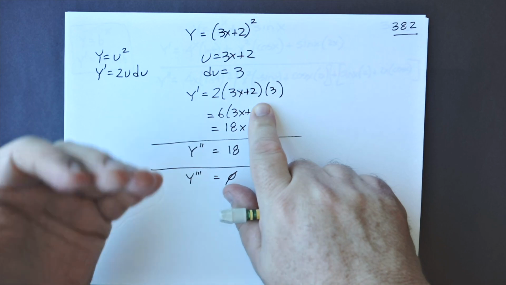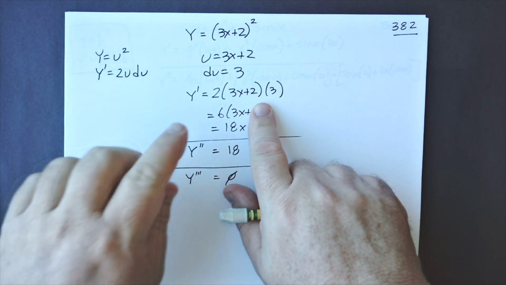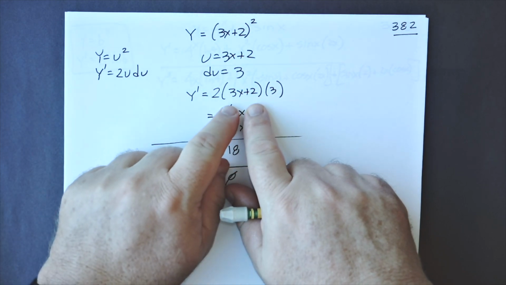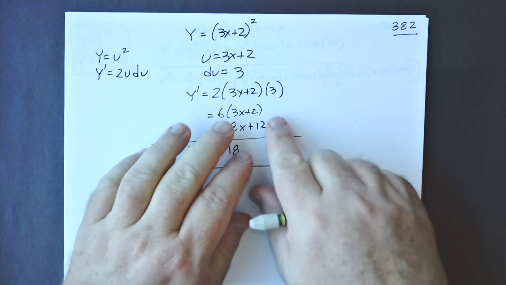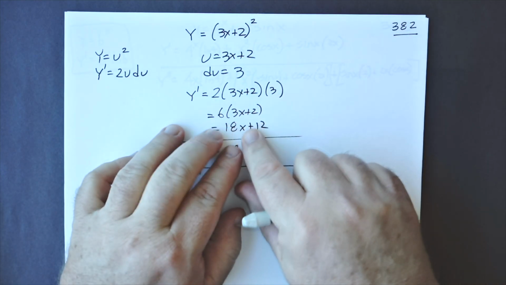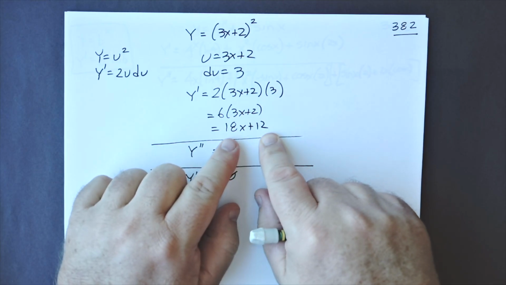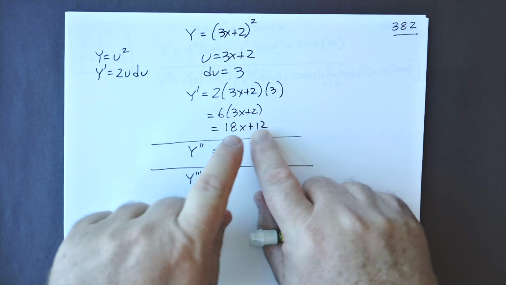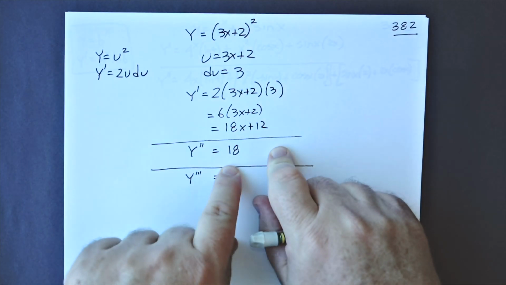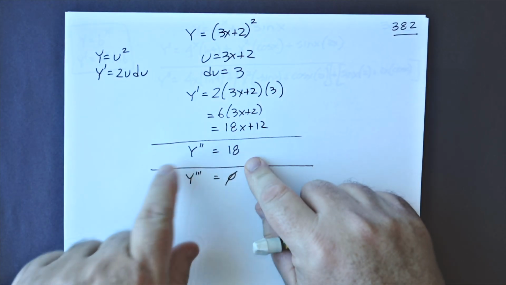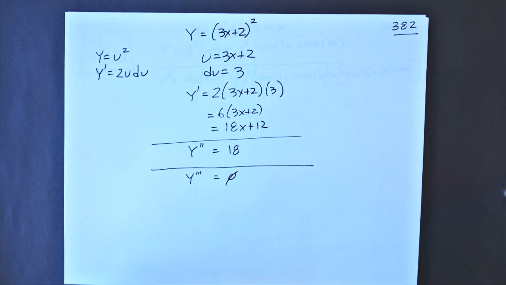And because we need to keep working with it, usually at this point you would want to resimplify to get it as simple as possible. Multiply the 2 and the 3 together, and then distribute that 6. So I get 18x plus 12. Take the derivative again. Well, that's really straightforward. That's just going to be 18. Take the derivative again, and the third derivative is just 0.